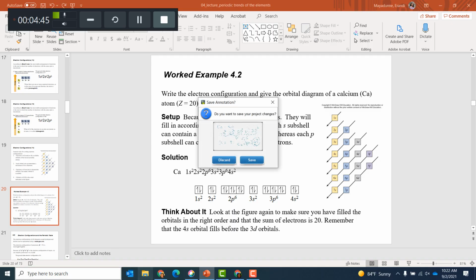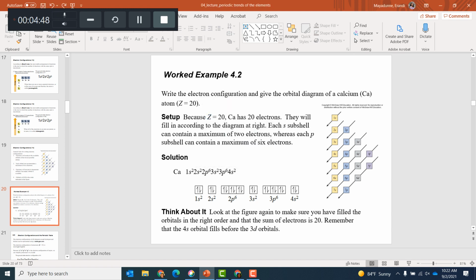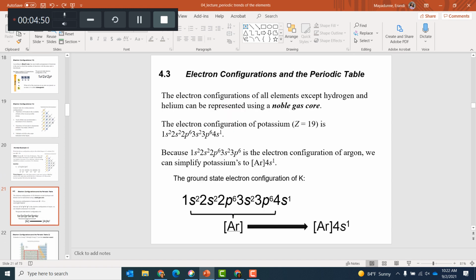So we wrote that. So this is potassium, argon 4s1. So, how do you write the electron configuration? By looking at the periodic table.